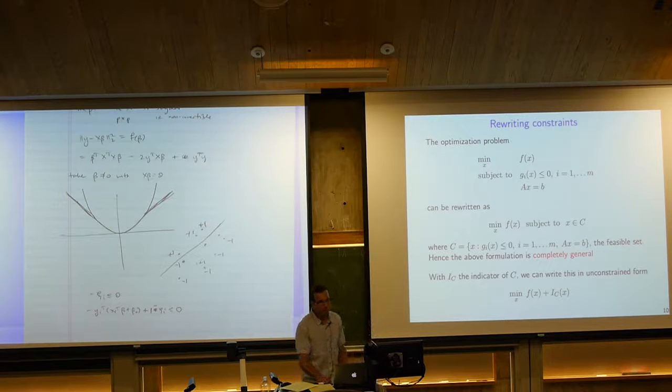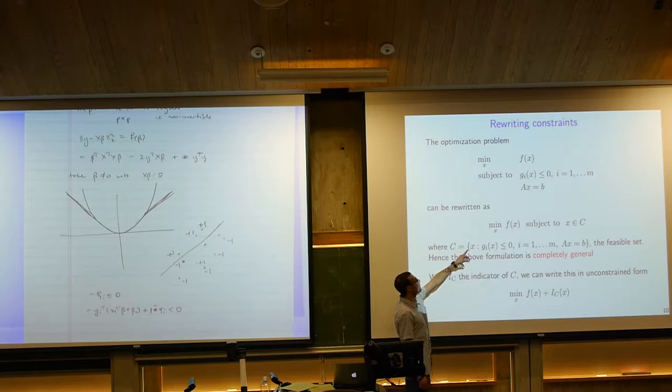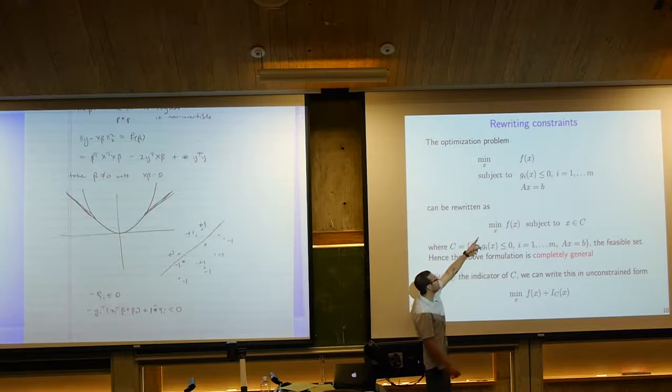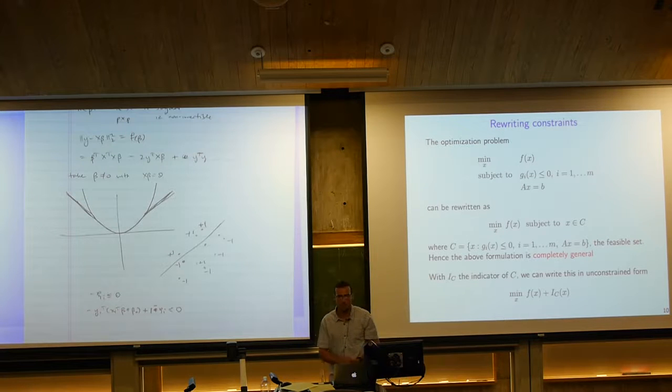So the first thing we're going to talk about is rewriting constraints. So we can always take a bunch of constraints that we write as gi of x less than or equal to 0 for a bunch of i's and Ax equals b. We can always just encapsulate those constraints into a set C. It's a set of x for which those constraints hold. Okay, so if I say that x is in C, it's equivalent to saying that actually all of those constraints are met. It's just a way of rewriting the constraints. Right? I've called the set of x that satisfy this C, and I've rewritten the optimization problem in this form.